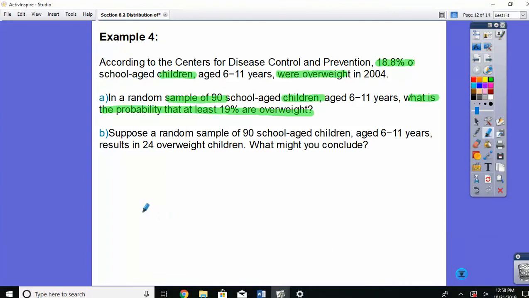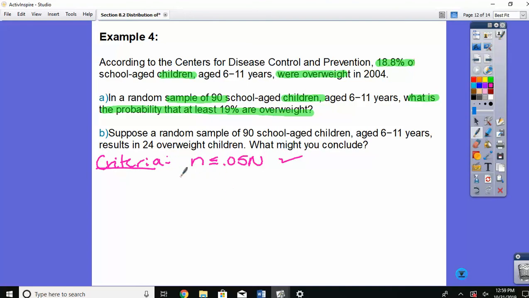Before we start, we have to check the criteria here. Two requirements. We are talking about 90 children. Would 90 be less than 5% of the entire population of children between 6 and 11 years old? Yeah. Okay. Second one, we need to check if it's normal.